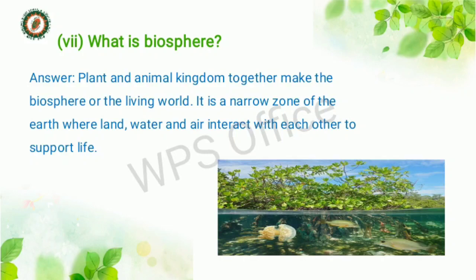Now look at question number 7. This is the last question in the answer the following questions section. And the question is, what is biosphere? And the answer is, plant and animal kingdom together make the biosphere or the living world. It is a narrow zone of the earth where land, water and air interact with each other to support life. So this is the answer of question number 7.